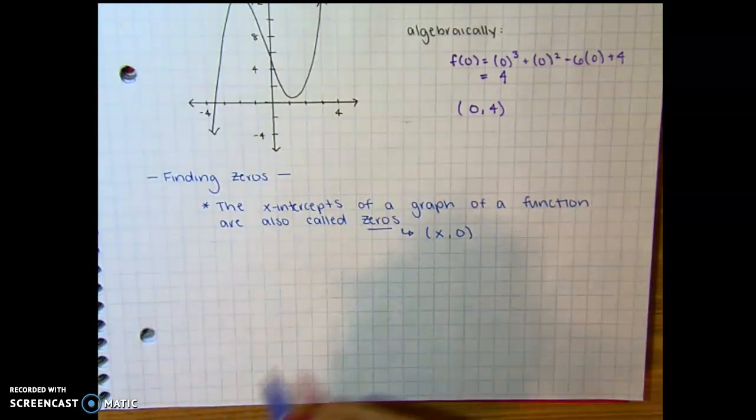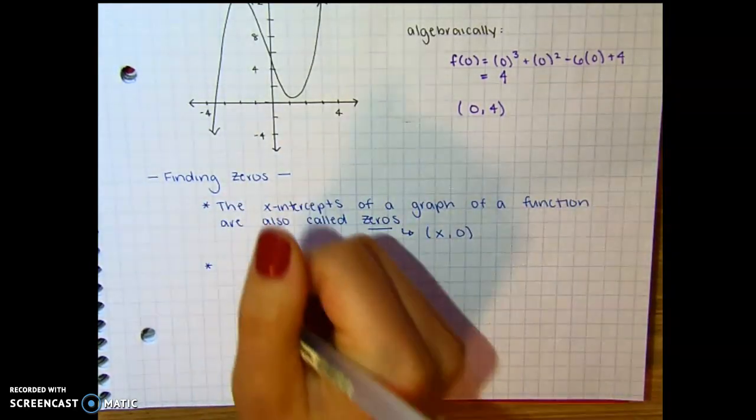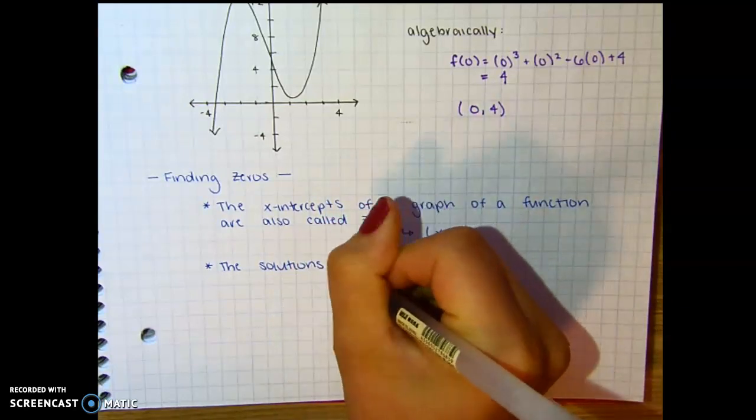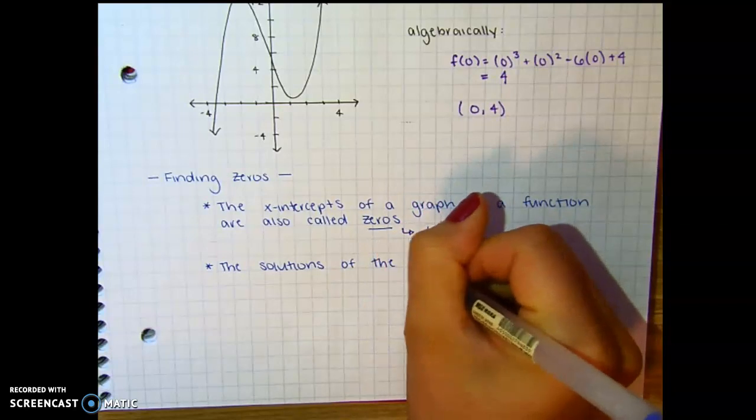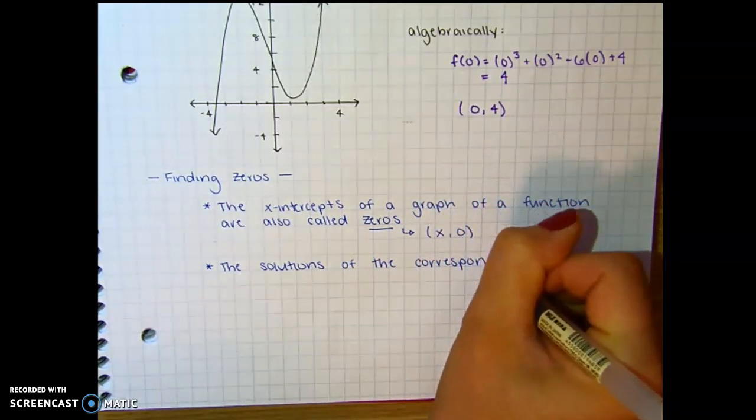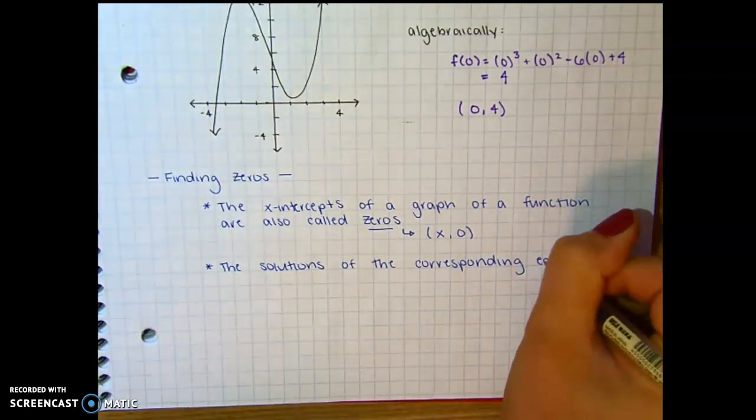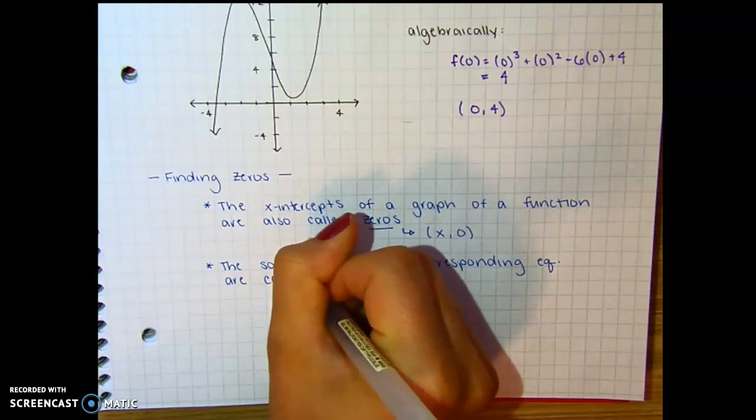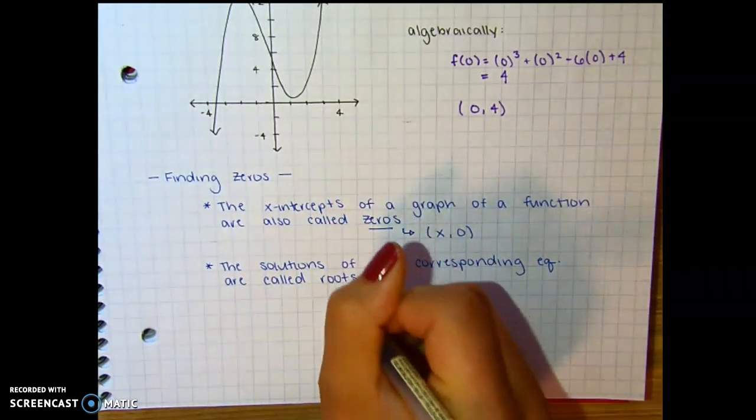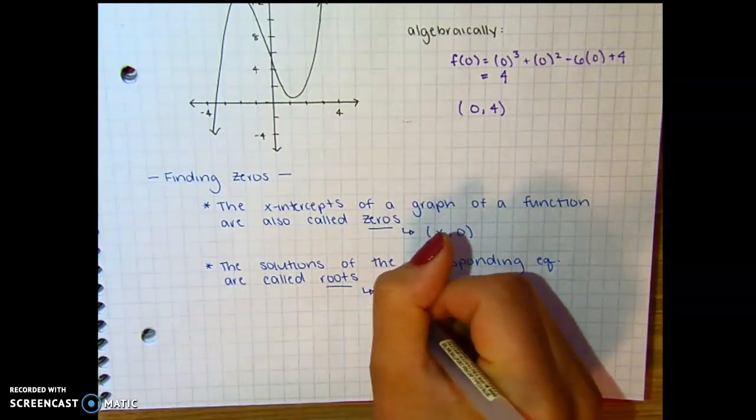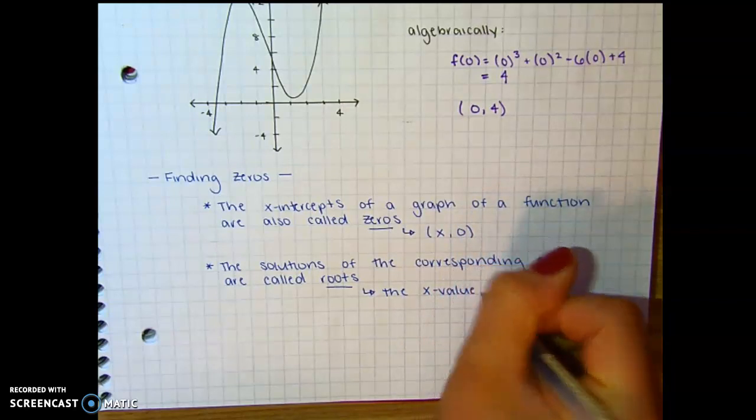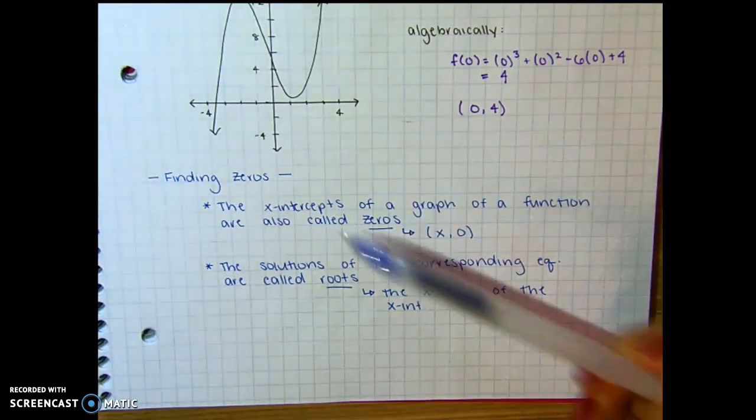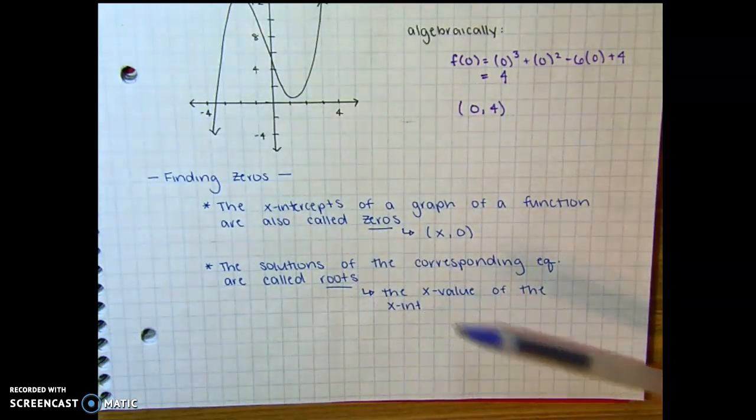The solutions, this is where there's a lot of vocab. The solutions of the corresponding equation are called roots. So the roots are the x value of the x-intercept. And that's where a lot of students lose points, because I'll ask for intercepts or I'll ask for zeros, and you write a root, so be careful.